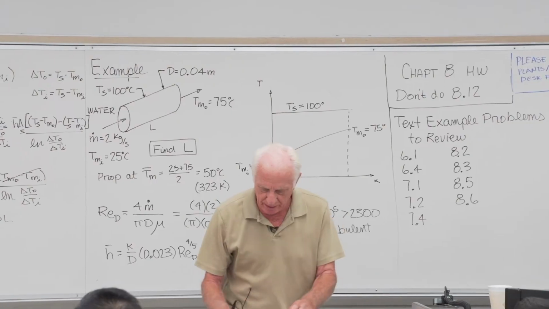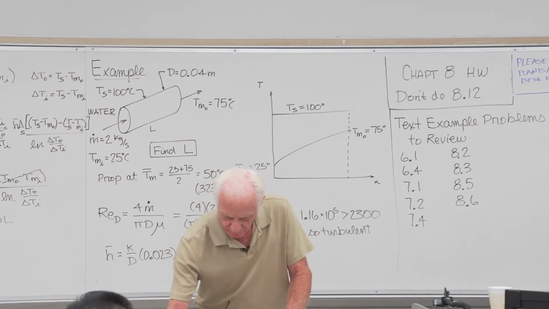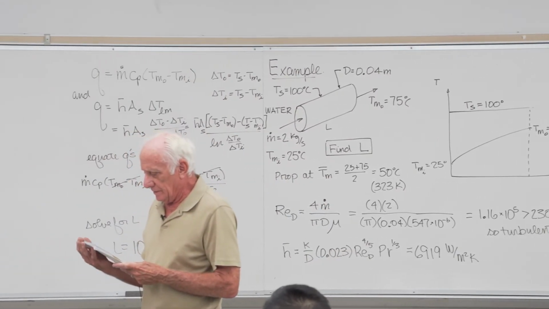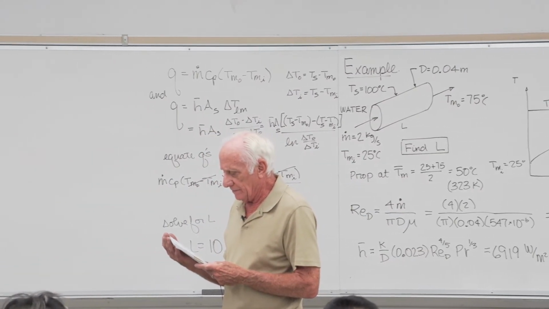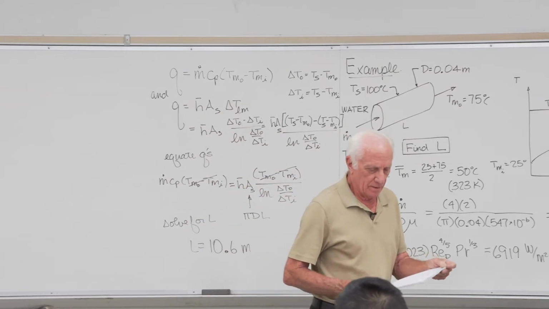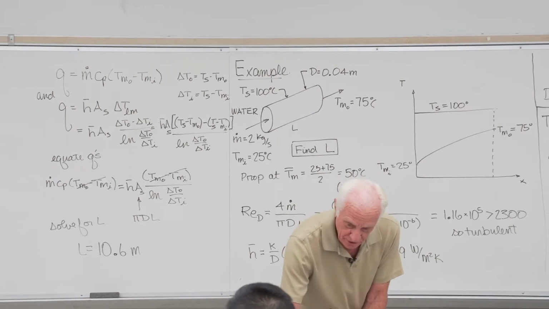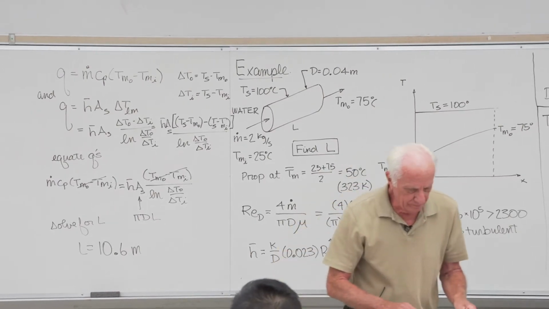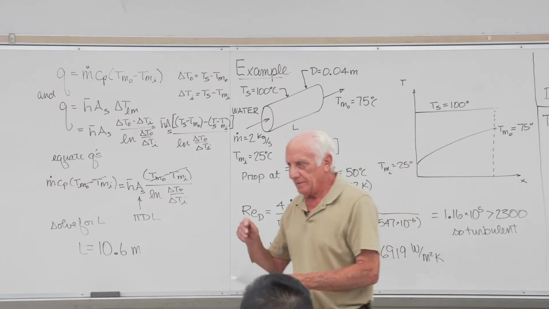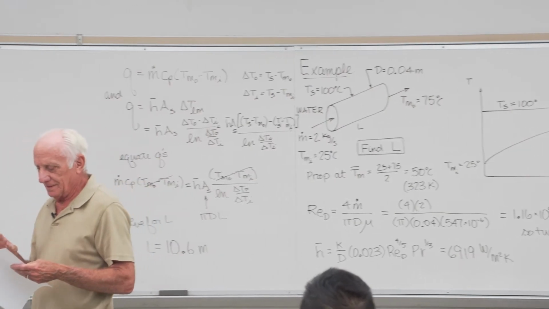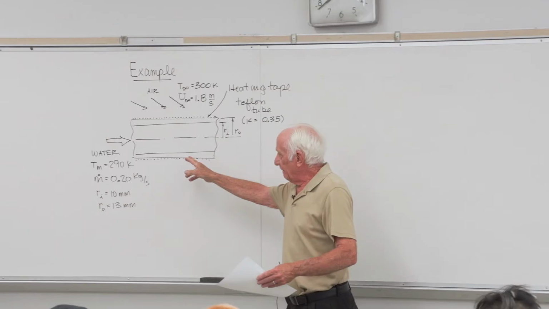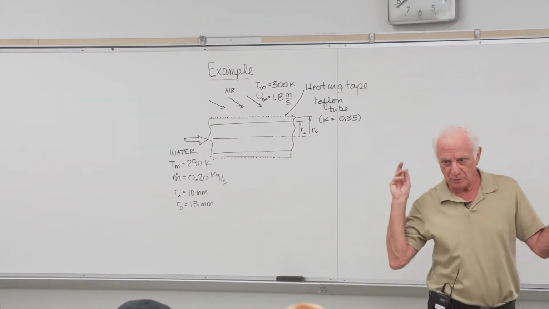This problem in the 6th edition is 8.74. In the 8th edition, it's 8.57. So it depends what edition you've got your hands on. I'll read it. And here's the picture. I've redrawn the picture from the handout on the board.